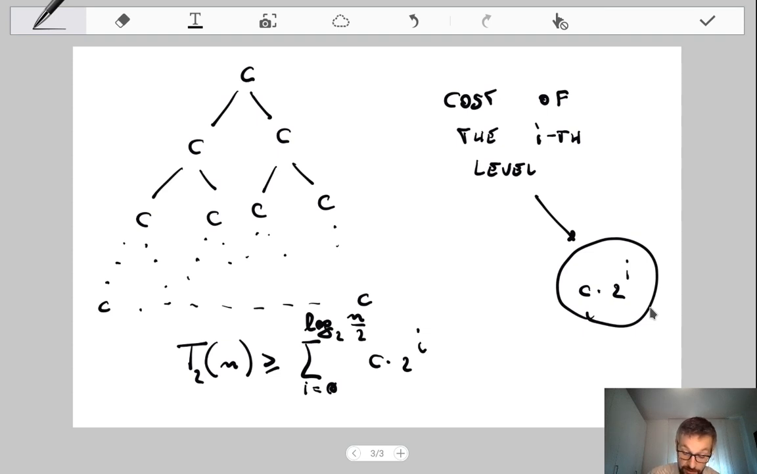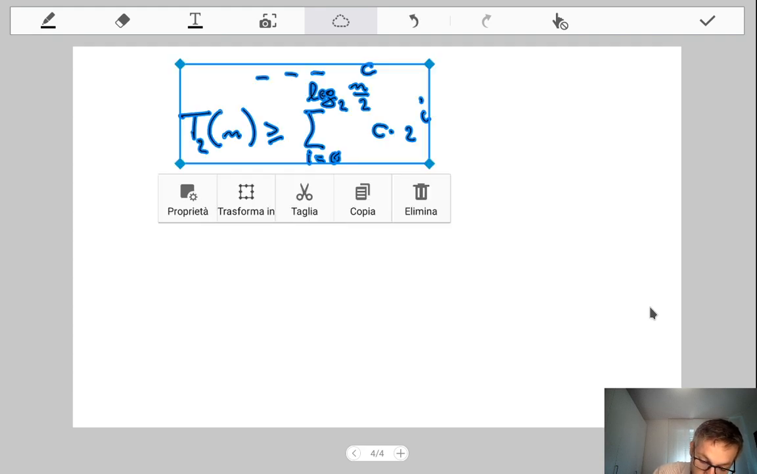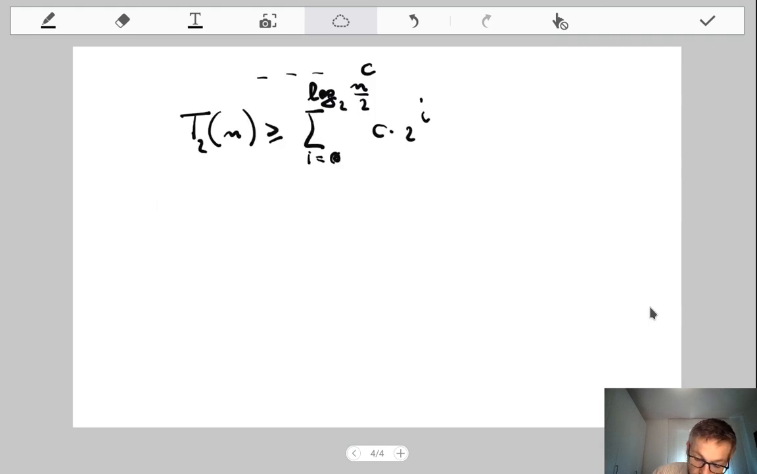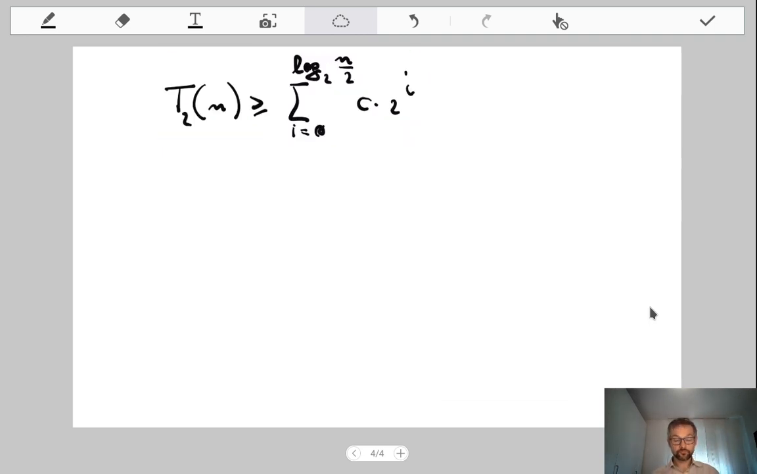Okay, and so what's this? So let me copy this stuff and move to the other page. So again, what's this? Well, let me apply some algebraic changes. If I move outside the sum c, I end up with c multiplied by this stuff.